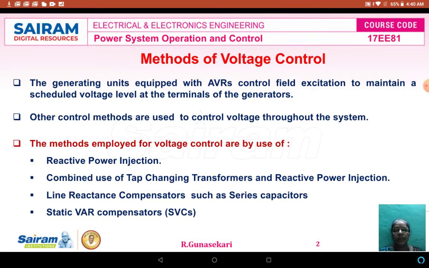Then the next method is line reactance compensation, such as series capacitors. A series capacitor means the capacitor is connected in series with the line, and then we can control the voltage. Then next, the static volt ampere reactive compensator, abbreviated as SVC. These are also used to control the voltage in the power system.